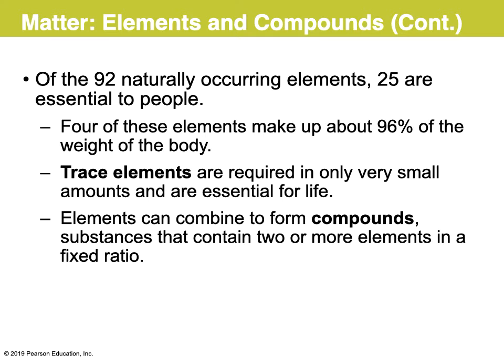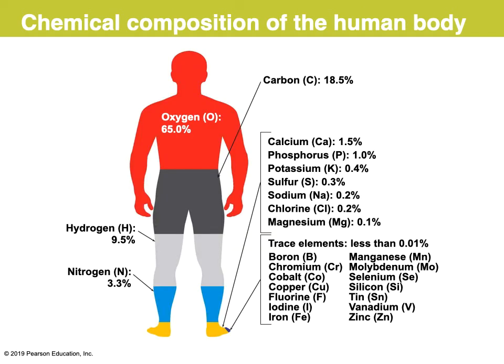Now, elements can get together to form compounds. And compounds are substances that have 2 or more elements in a fixed ratio, like NaCl, 1 sodium to 1 chlorine atom. Now, if you were able to sort of sift all the stuff in a human body and see it as far as how much it takes up, you have this little guy here.